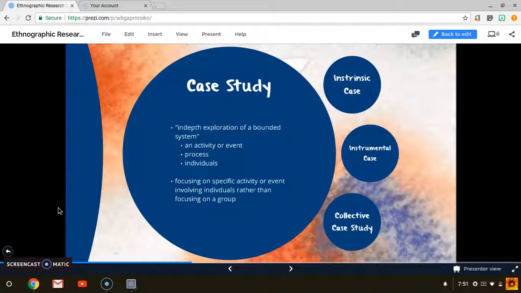Case study. This involves the in-depth exploration of a bounded system. This involves the study of a particular case, such as an event or activity involving individuals, or a case that illustrates a process or series of steps of an activity. With a case study, ethnographers might focus on the specific activity or event involving the individuals rather than focusing on the group itself. There are three types of case study that ethnographers often study.